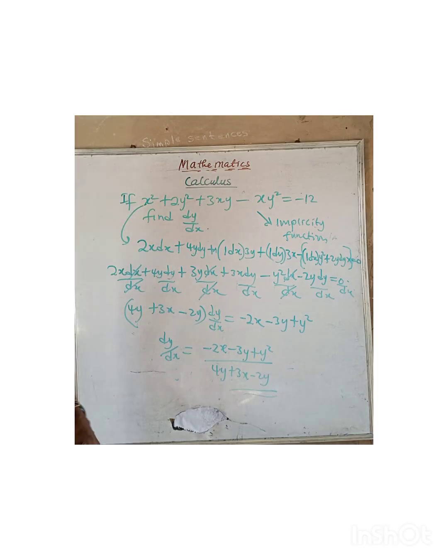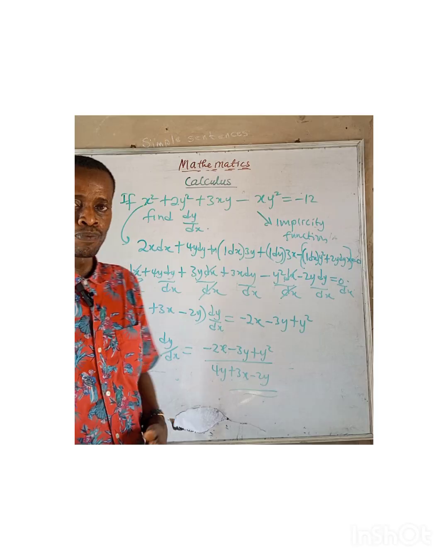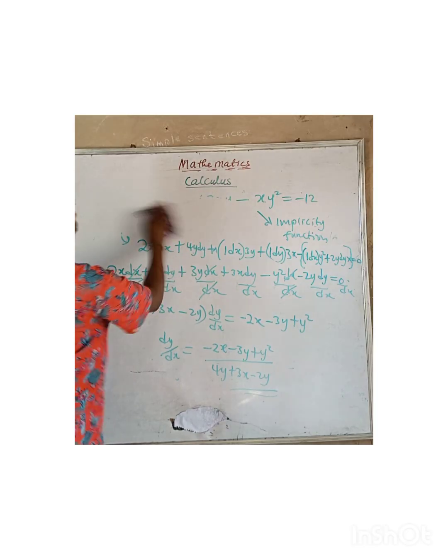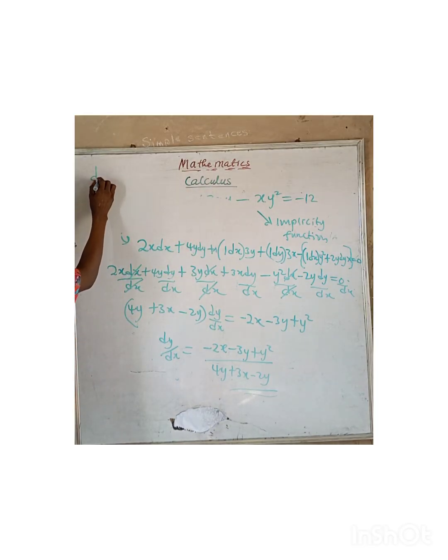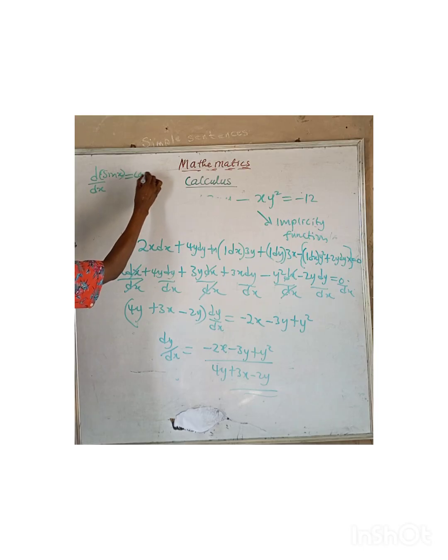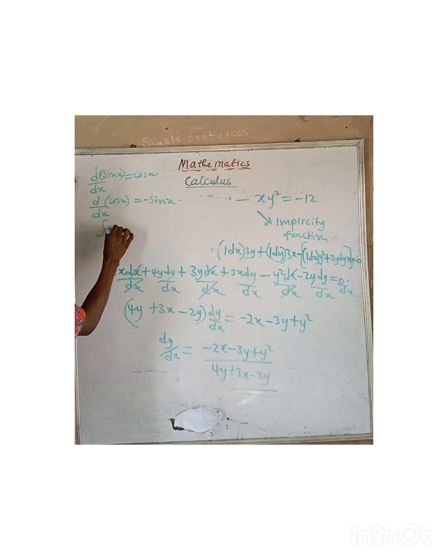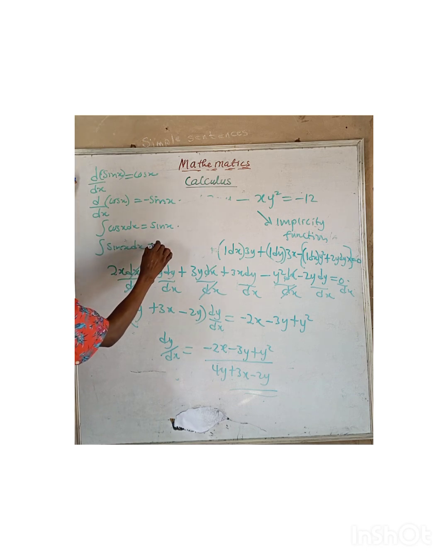So please, this is an implicit function. We still have several types of differentiation, the ones that involve trigonometry. Like when you differentiate sine, d dx of sine x will give us cos x. But d dx of cos x will give us minus sine x. Because we know that differentiation is the opposite of integration. So if you integrate cos x dx, it's going to give us sine x. Now, if you integrate sine x dx, it's going to give us minus cos x. So this varies like that.